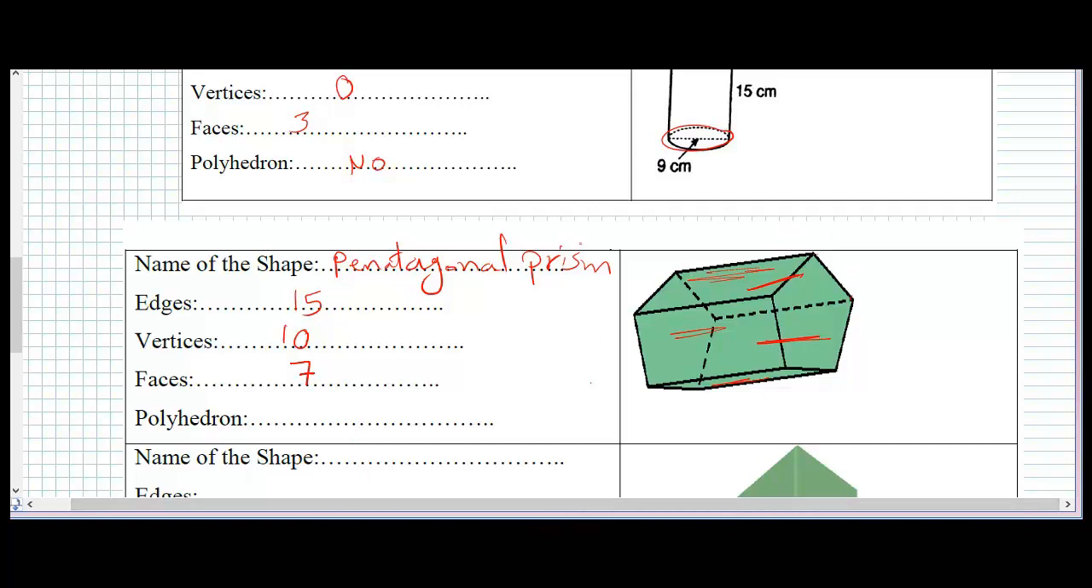Is that shape a polyhedron or not a polyhedron? It's a polyhedron, of course, because we don't have any curved shape.